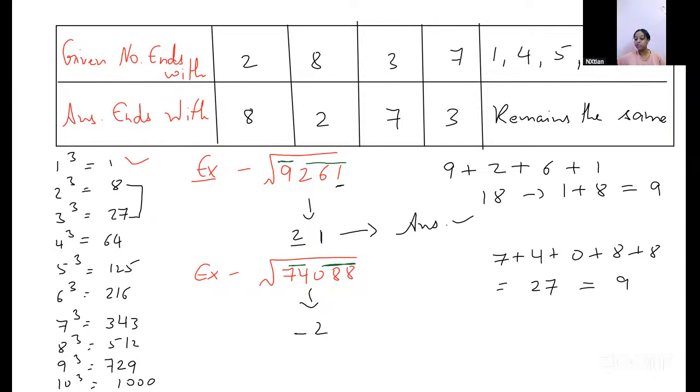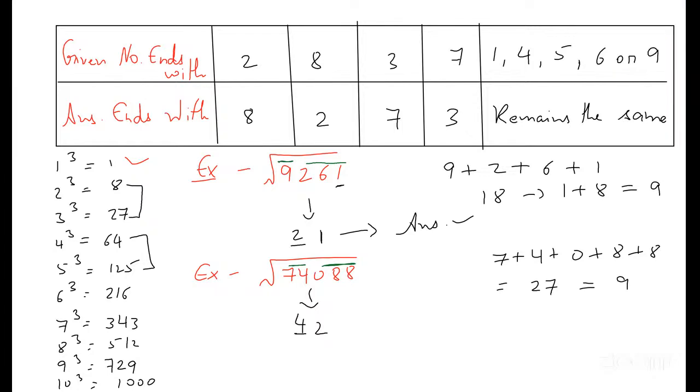Now 74, we will check. It's coming between 64 and 125. So always we take the lower number, that means 4 cube. So 4 we will take. So the answer becomes 42.